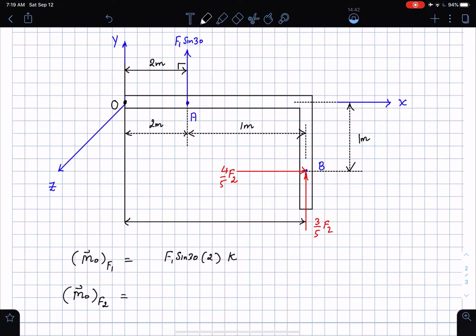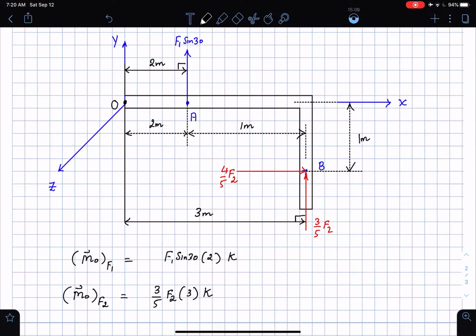So this is going to be the perpendicular distance, which is 2 plus 1, 3 meters. Then right hand rule once again. First of all, magnitude is 3/5 F2 times a distance of 3 meters. If I use the right hand rule, fingers of my right hand aligned with the 3/5 F2, my palm faces the point O, curl my fingers, this is going to give me something in the K direction. That's important to know.